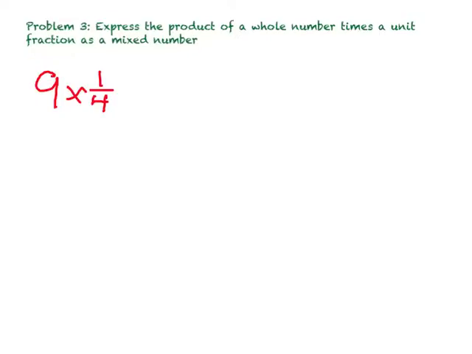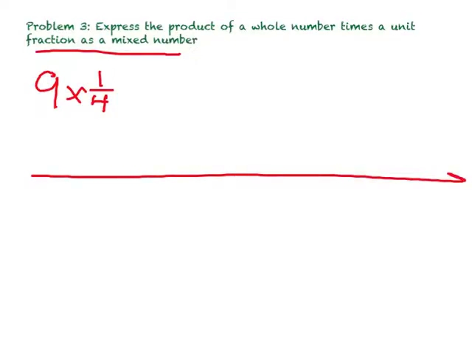Our final problem for today's lesson will be the whole number 9 times 1/4. And the answer will be expressed as a mixed number. So let's start out by drawing our number line. Here we're going to do it on a number line. And we know that we need 9/4. So again, we'll start with 0.